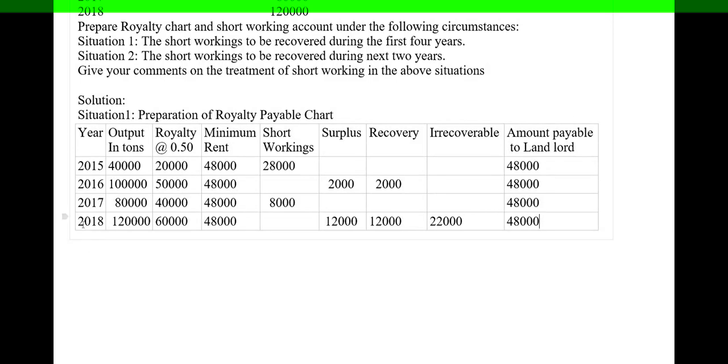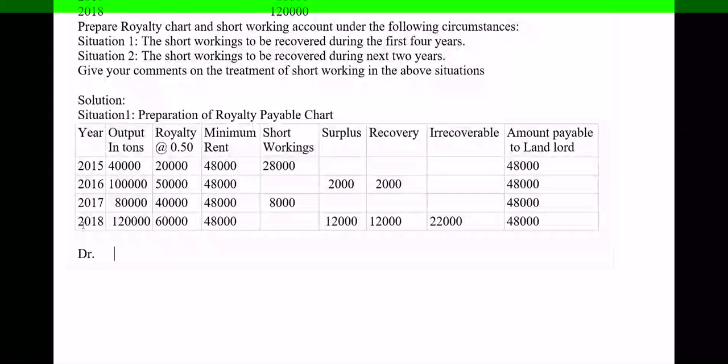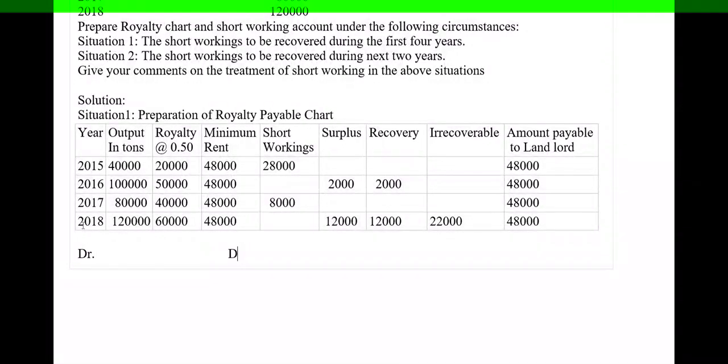Then next we need to prepare the short working account here. So debit here, short working account. So we need to prepare short working account in both the circumstances here.